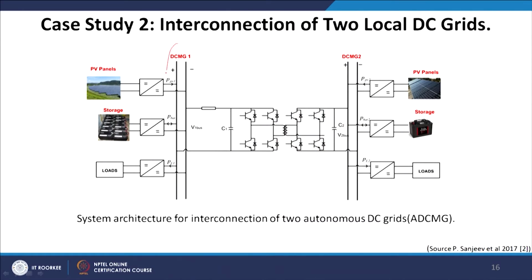Further, we have considered an interconnection between two DC grids. If you remember, in my simulation we considered two DC grids, one at 380 volts, the other at 48 volts, and we tried to control the scenario of having two DC grids. Now in this case study, we have considered autonomous microgrids, and during practical implementation we have considered one grid at 48 volts and the other grid at 100 volts.